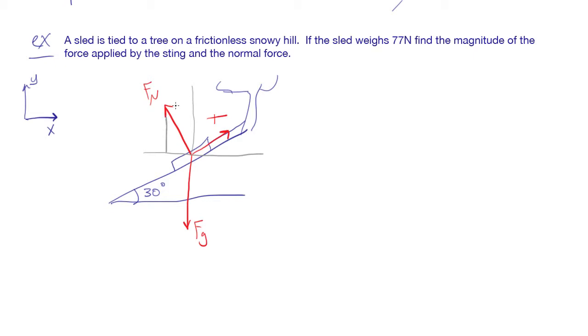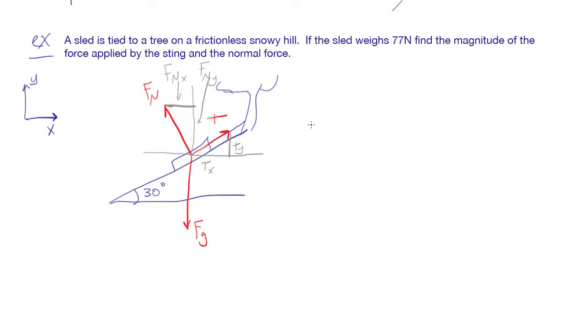Just draw that like so. The normal force has a component in both the x and the y direction. This is the normal force Fn sub x. This side is Fn sub y. This tension also has two components. I'm calling it T. This is T sub x. This side is T sub y.